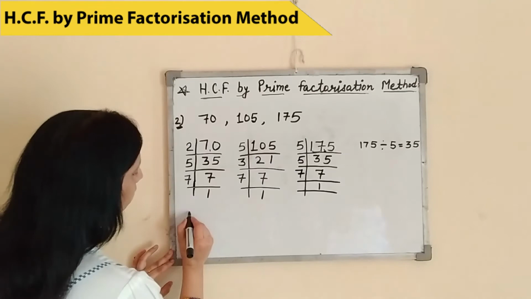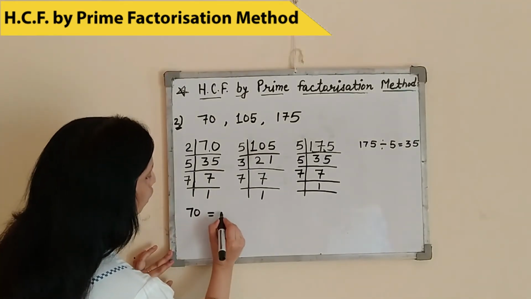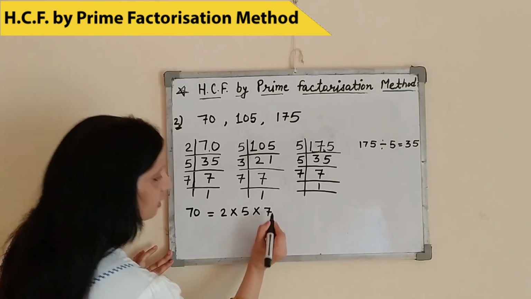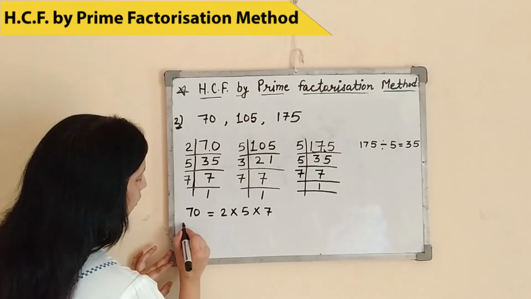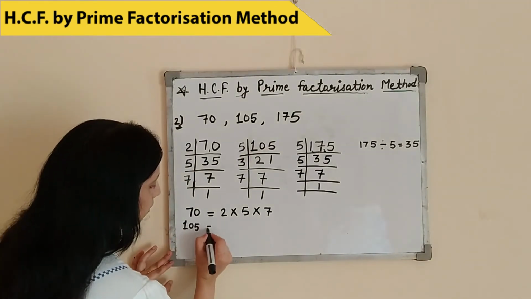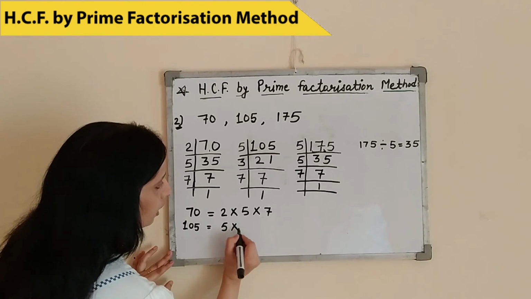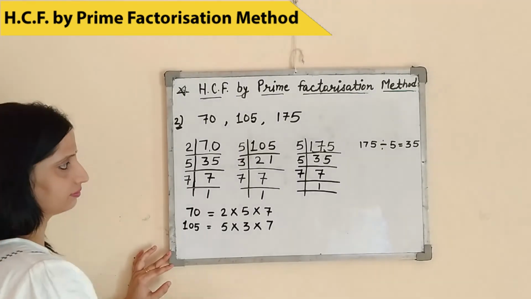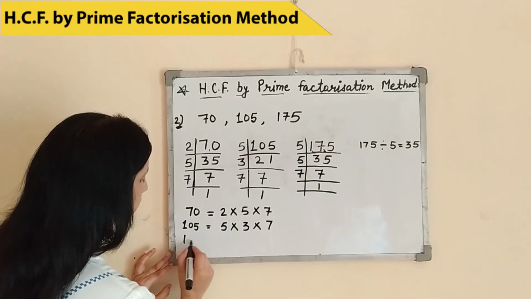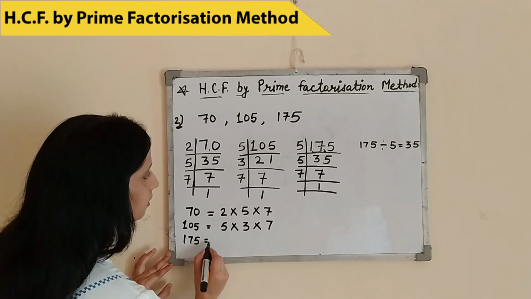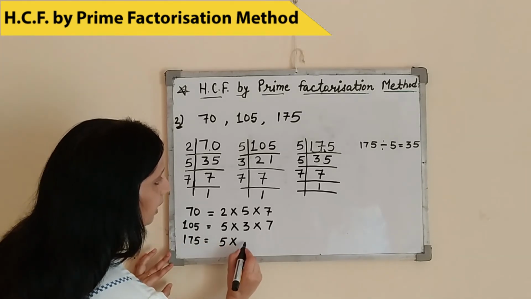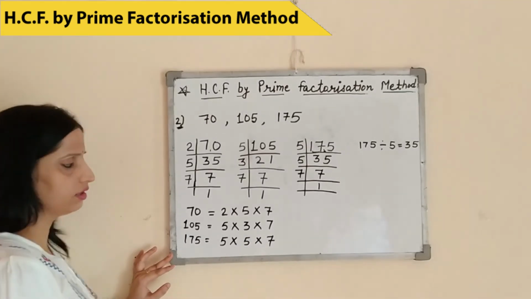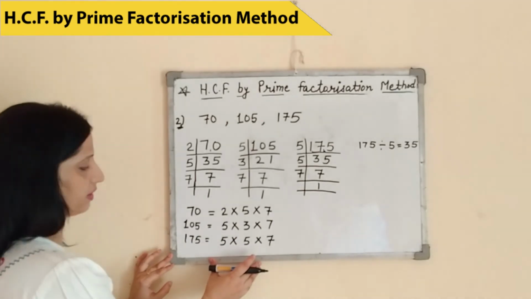Okay. Now we will write factors of 70. 2 multiplied by 5 multiplied by 7. Next is for 105. It is 5 multiplied by 3 and multiplied by 7. And for 175, it is 5 multiplied by 5 and multiplied by 7. Okay. Now we will circle the common factors.